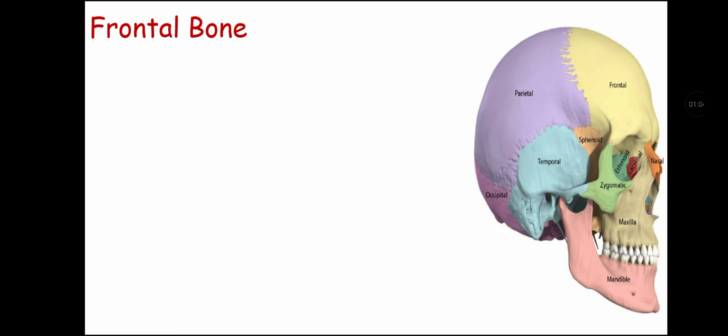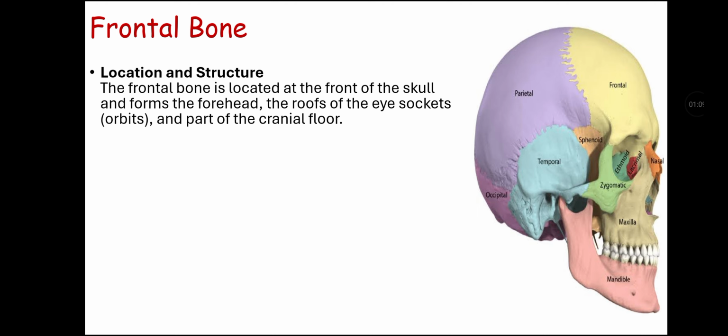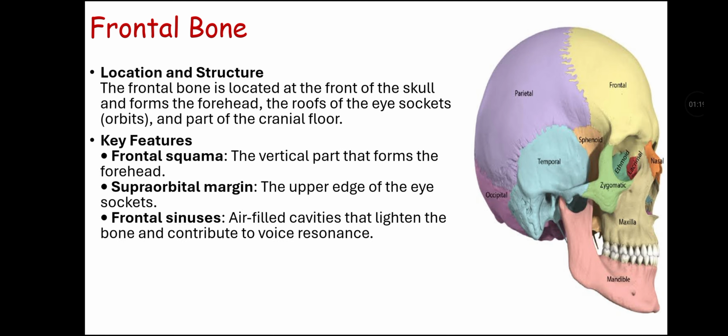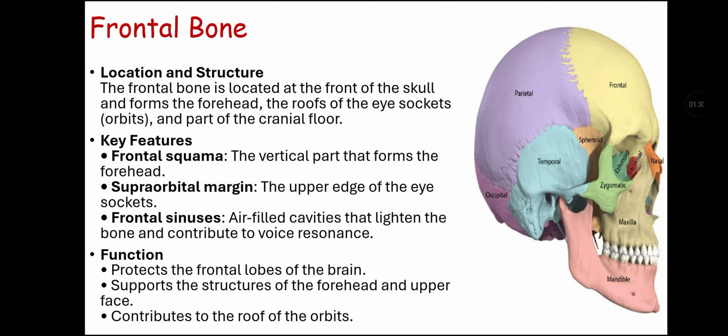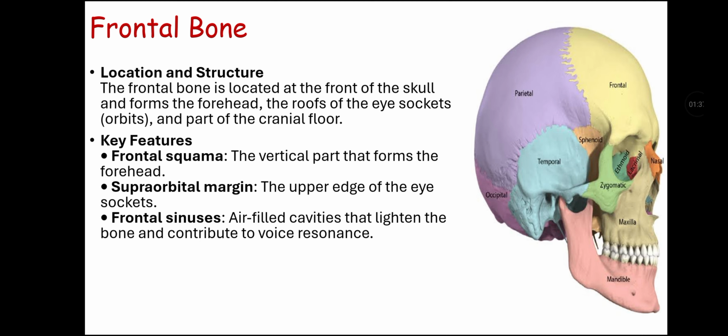As you can see here in diagram, yellow color bone in front region is the frontal bone. Location and structure. Frontal bone is located at the front of skull and forms the forehead, the roof of eye sockets, and part of cranial floor. Key features of frontal bone include frontal squama, that is the vertical part of frontal bone that forms the forehead. Second, it has supraorbital margin, that is the upper edge of the eye socket, as you can see here in the diagram. Third is frontal sinuses, that are air-filled cavities that lighten the bone and contribute to the voice resonance.